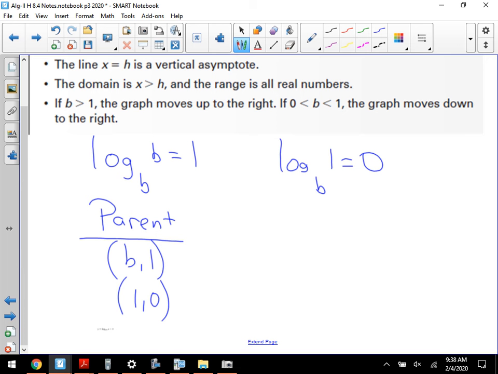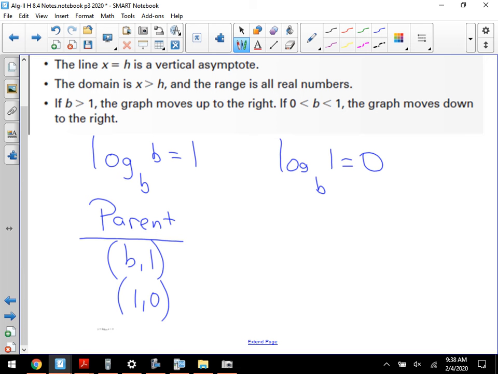Your original asymptote for the parent is a vertical line at 0. And then when it shifts, it just goes to whatever h is. Okay? So x equals h is your asymptote. X greater than h is always your domain. And range is all real.